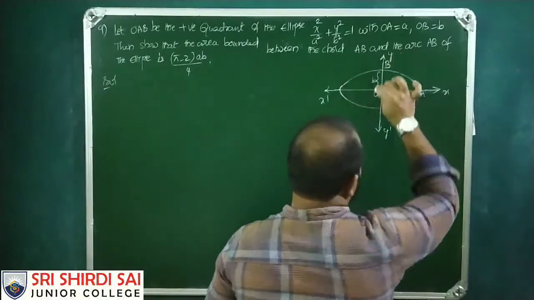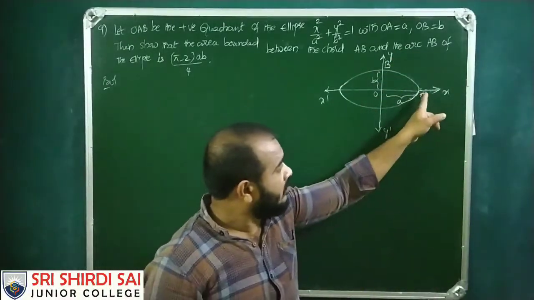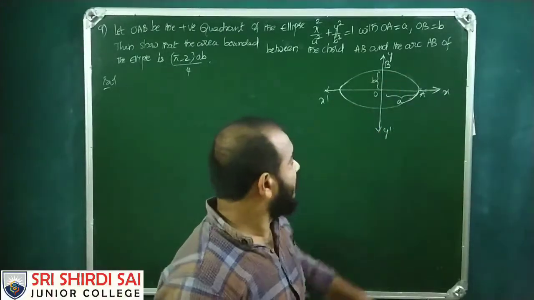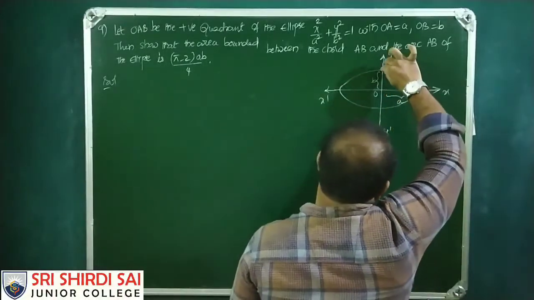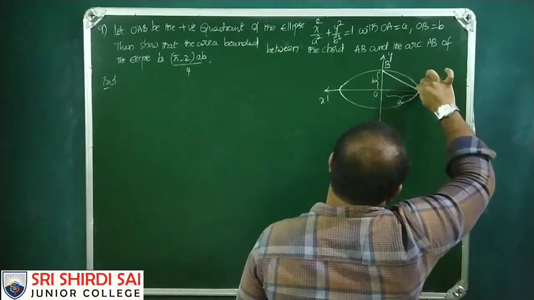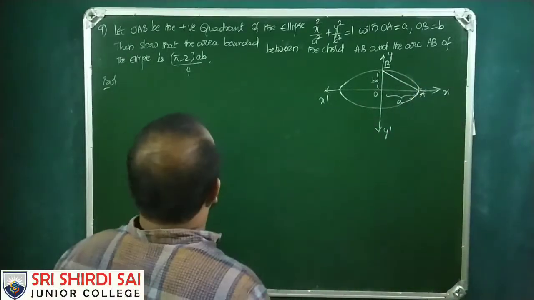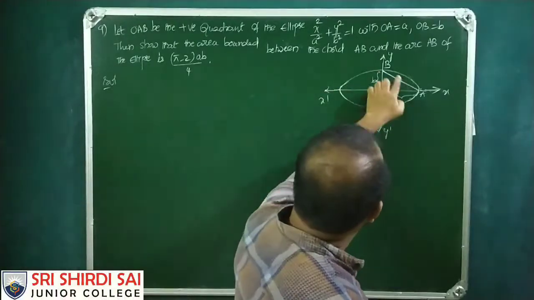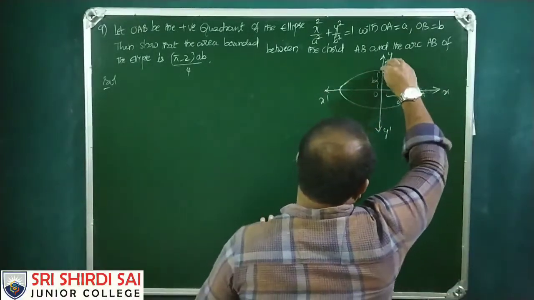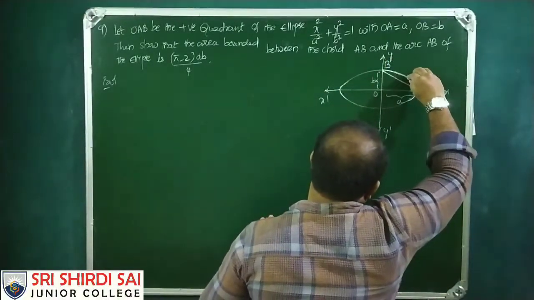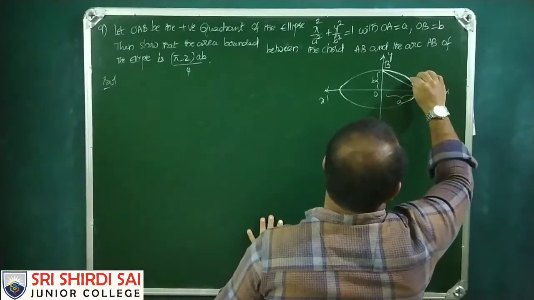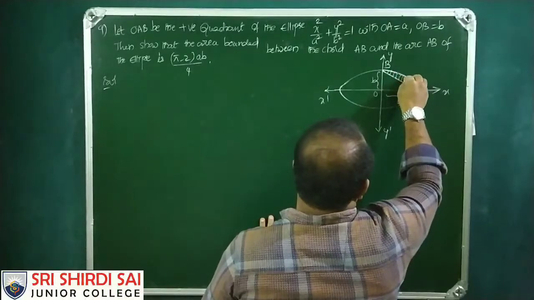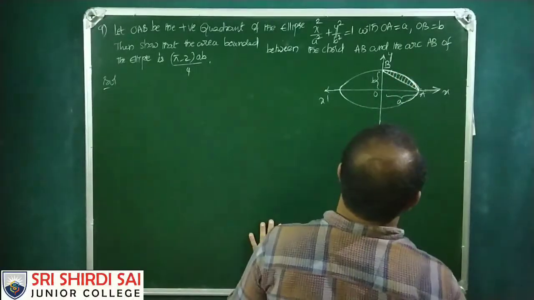So, what is the chord? The line joining the points A and B is said to be the chord. So, this is the chord. Now, between the chord AB and the arc AB is this region. So actually he is asking us to find the area of the region bounded by this chord and arc.